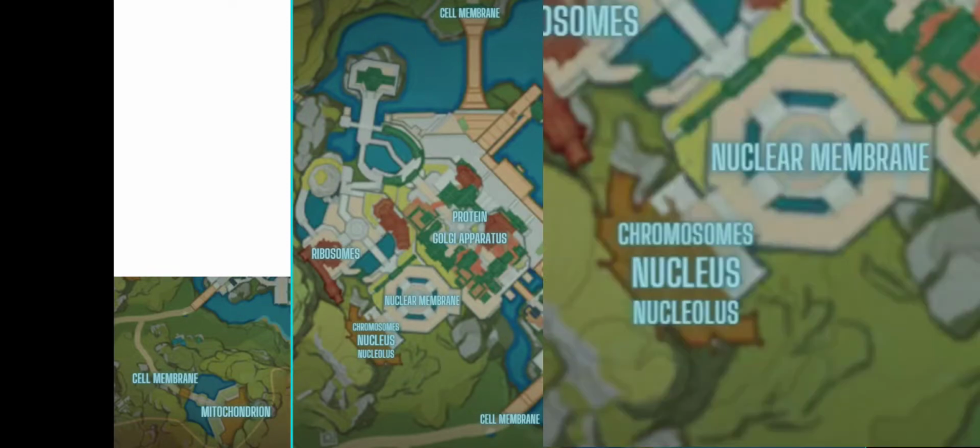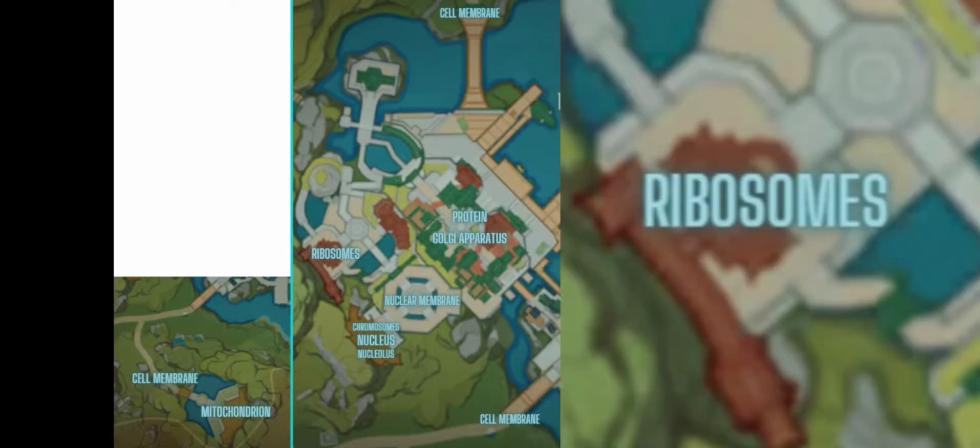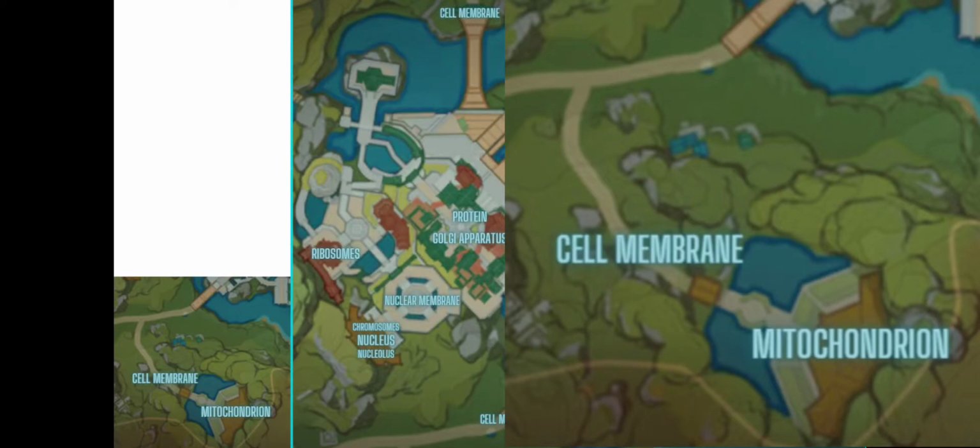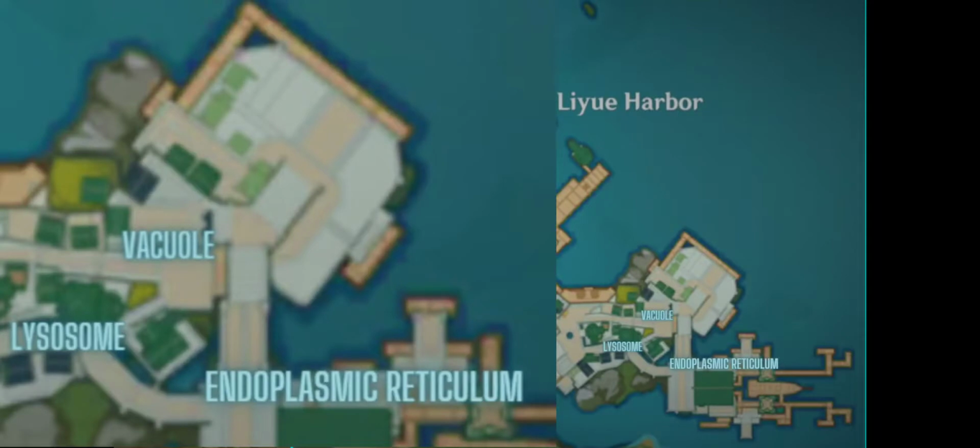The nucleus is represented by the Jade Chamber, the chromosomes are represented by Ningguang, the nucleolus is represented by Ganyu, the nuclear membrane is represented by Bullion and the palace walls, the ribosomes are represented by the Liyue Qixing, the Golgi apparatus is represented by merchants, the protein is represented by business and business items, the Millelith represents the cell membrane, the mitochondrion is represented by the Golden House, the lysosomes are represented by the Adventurers' Guild and the Traveler, the vacuole is represented by the warehouse, and the endoplasmic reticulum or ER is represented by the ships and roads.